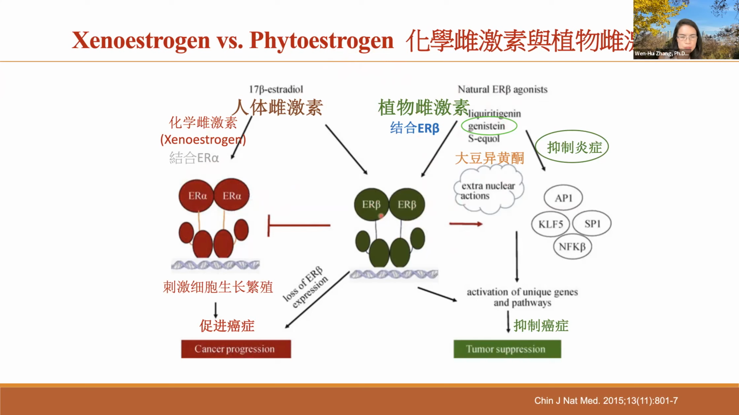So phytoestrogens could inhibit cancer progression. And also phytoestrogens have an anti-inflammatory property, so that this can help to inhibit tumor progression. So suppress tumor development and tumor progression. We will talk about cancer prevention in the next class.